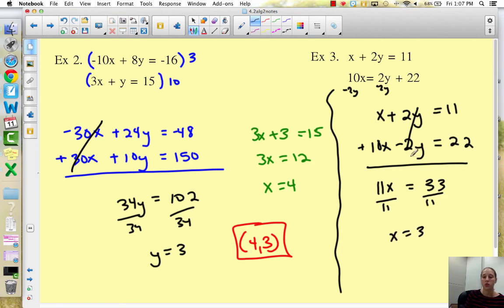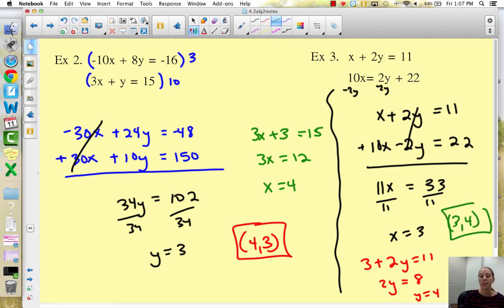So you should have gotten x was 3, and then when you plug back into your equation, I'm just going to pick the top. 3 plus 2y equals 11. We get 2y equals 8, and we get y is equal to 4. So my ordered pair for this one should be 3, 4. Okay, so if you didn't get that, see where you might have made a mistake. If you're still stuck, make sure that you ask for some help.